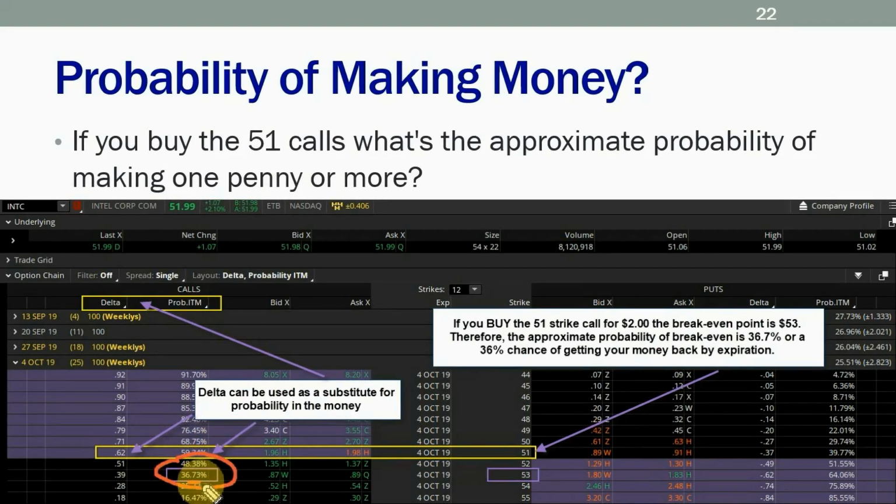It's about 36.73. Okay? The way you should think of this, the way that I think of this, if you go out and buy this option, you have about a 36.7% chance of getting your money back. How does that grab you? People teach like you should just go out instead of trading stock, you should buy a call. Okay? Yeah, but if you buy this call, they don't tell you like, hey, you're getting yourself into a trade that has a 36% chance of getting your money back. Why would you want to do that?